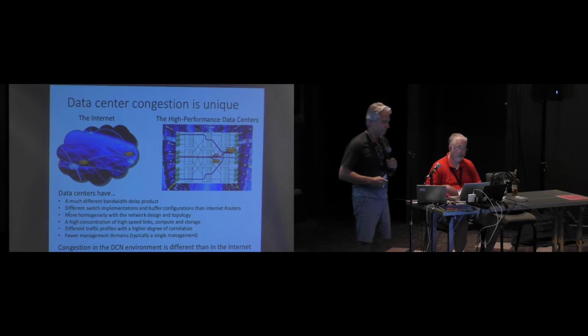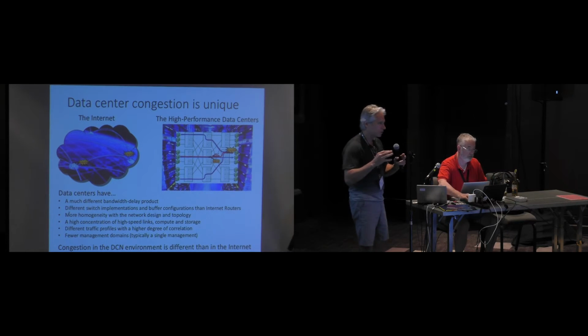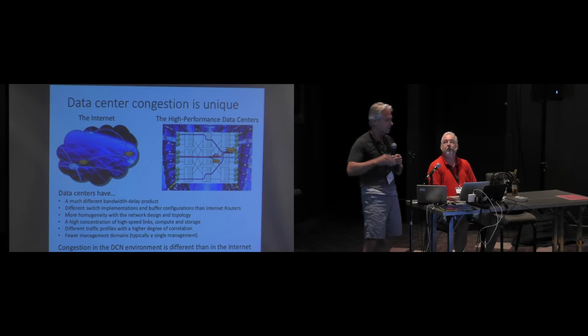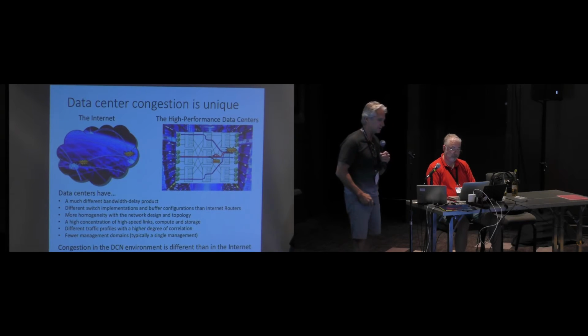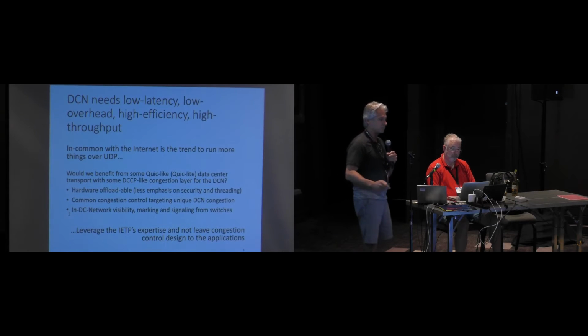It's not so random. The traffic is very concentrated. Servers and storage are all in close proximity. A lot of the traffic profiles are well known, highly coordinated, correlated, and typically they're managed by a lot fewer people under a single management domain. So all this means that the environment in which data center congestion control runs is much different than the internet. We do internet standards here, but we also have a focus on data center standards, like DCTCP as an example. So the data center needs low latency, low overhead, high efficiency, and high throughput.